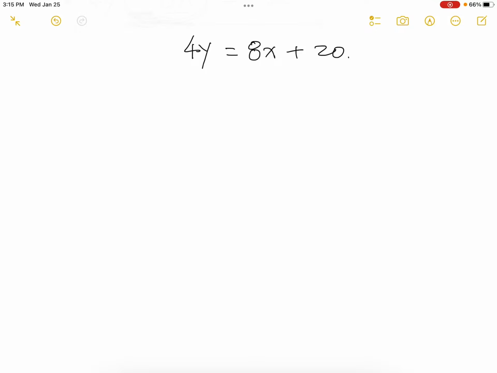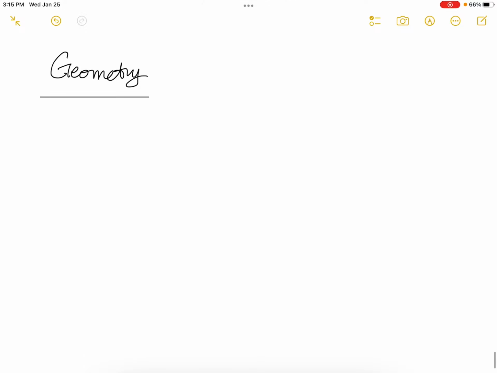Third topic in your syllabus is geometry. So I just want to touch on one thing here, which is kind of a general approach or general principle of solving for something, right?